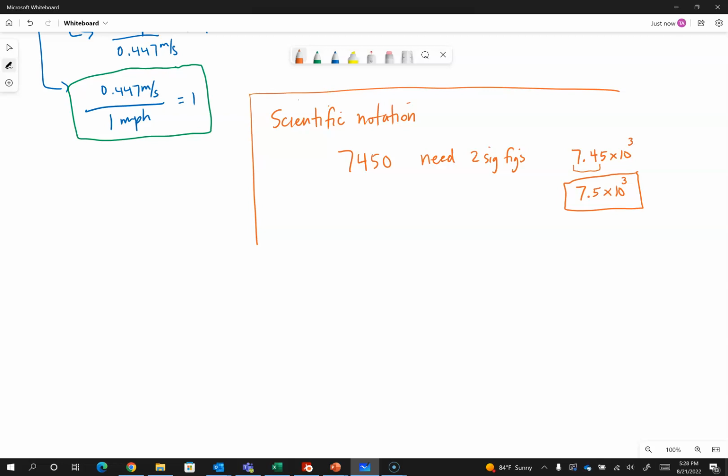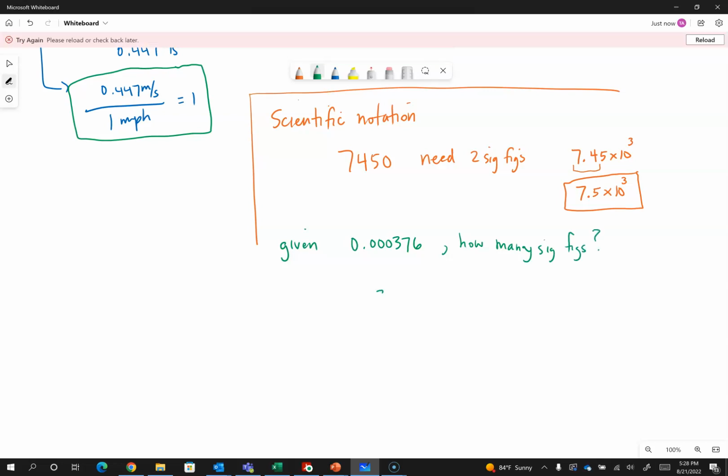If I was given a number, and I was asked how many significant figures are there, again, I would write this in scientific notation. Let's see, 1, 2, 3, 4. Count my decimal place over. And then I could see that there were 3 sig figs.